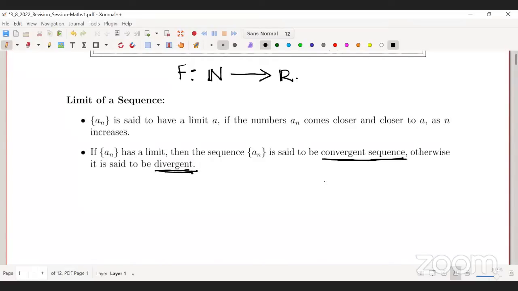For example, let's say this is my sequence, defined as (-1) to the power n. If I increase the value of n, then a_n will oscillate between -1 and 1. It is not getting closer to any particular number. That's why this sequence doesn't have any limit. This is a divergent sequence.